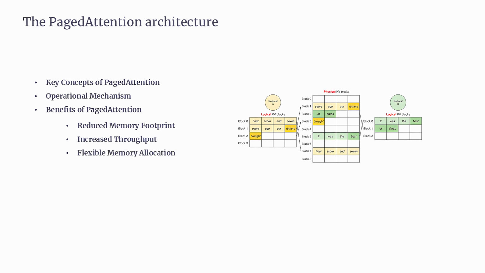3. Flexible memory allocation. By separating the logical organization of data from its physical storage, PagedAttention allows for dynamic adjustments as new tokens are generated or new requests are made. This flexibility makes it highly effective in handling different types of workloads.